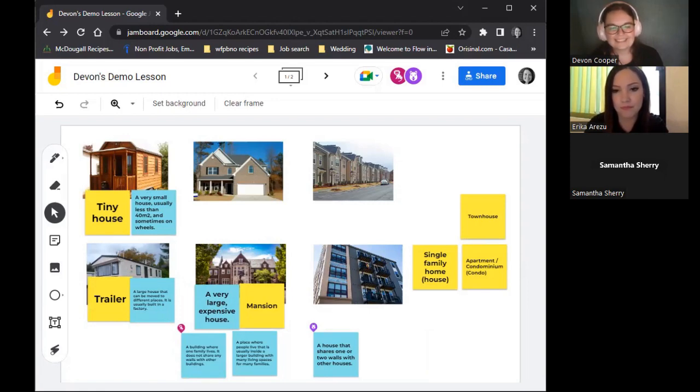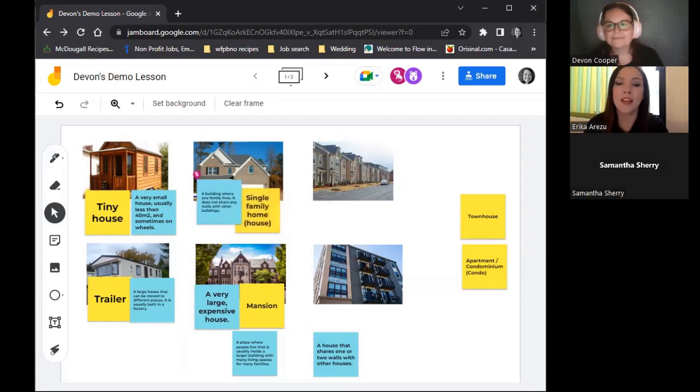A place where people live that is usually inside a larger building with many living spaces for many families. Okay. Or a building where one family lives, it does not share any walls with other buildings. I want to do this one because it's easier to understand. It must be the single family house, which is what I live in. One family. Teacher said one family. Yes. Okay, now you can do the next one.